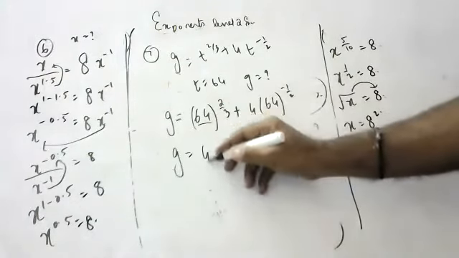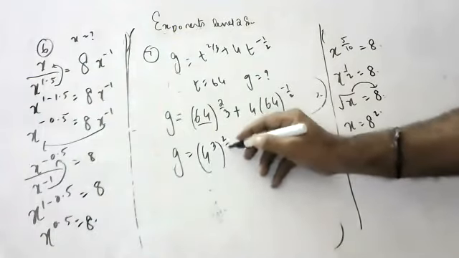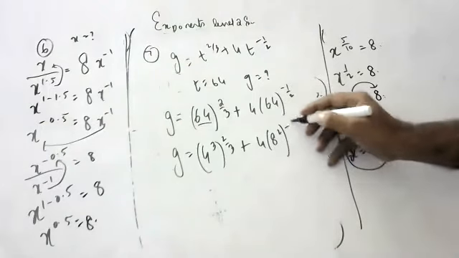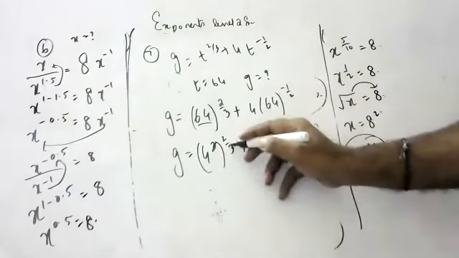Okay. So g is 4 to the power 4 cubes, sir, plus 4 into 8 square minus to the power 1 minus 1 by 2.